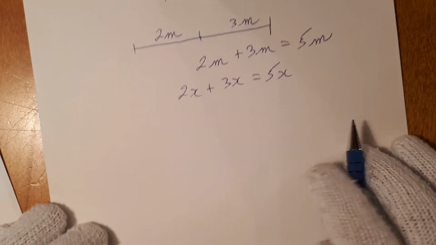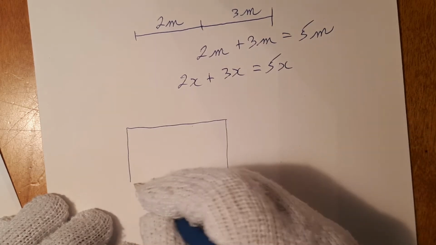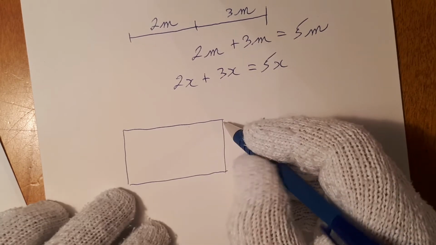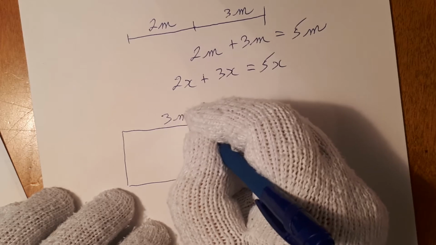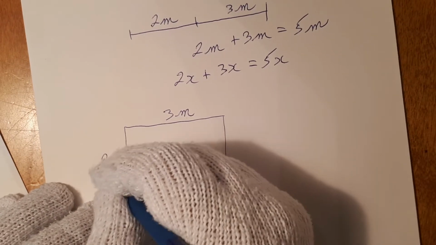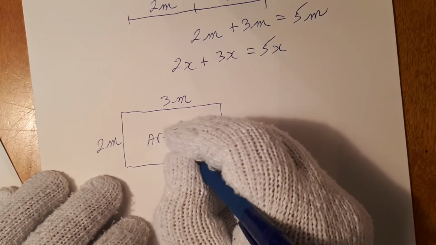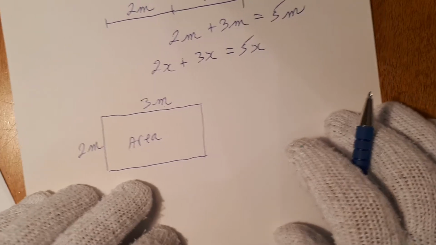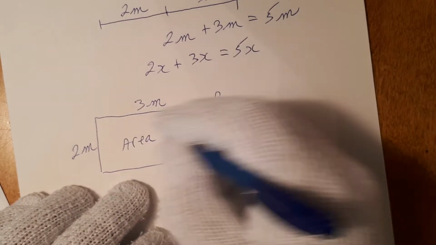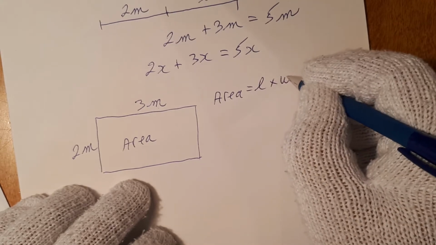Now consider an area. I'm going to draw a box here. Consider the length of this area is 3 meters and the width of this area is 2 meters. I want to find what the area is here. The equation for the area of this rectangle is equal to the length times the width.